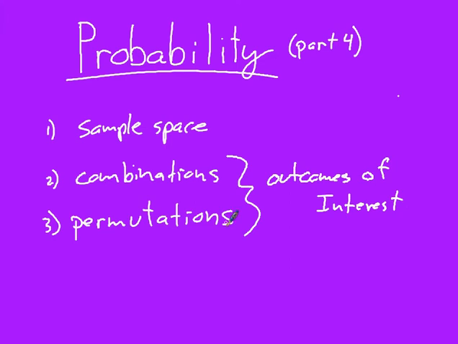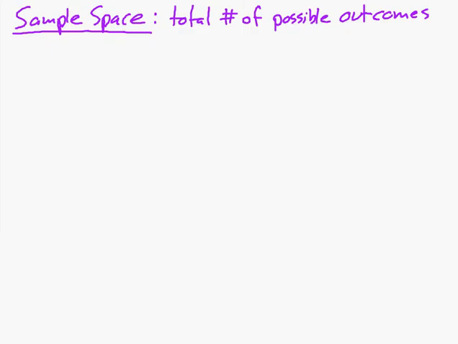Good examples, sets of coins. If we want to know the probability of getting 4 tails out of 10 coins, then we need to know the sample space, how many total combinations are possible, and then how many combinations actually have our 4 tails, and then we can find the relative frequency. Let's look at some examples. First of all, we're talking about sample space first.